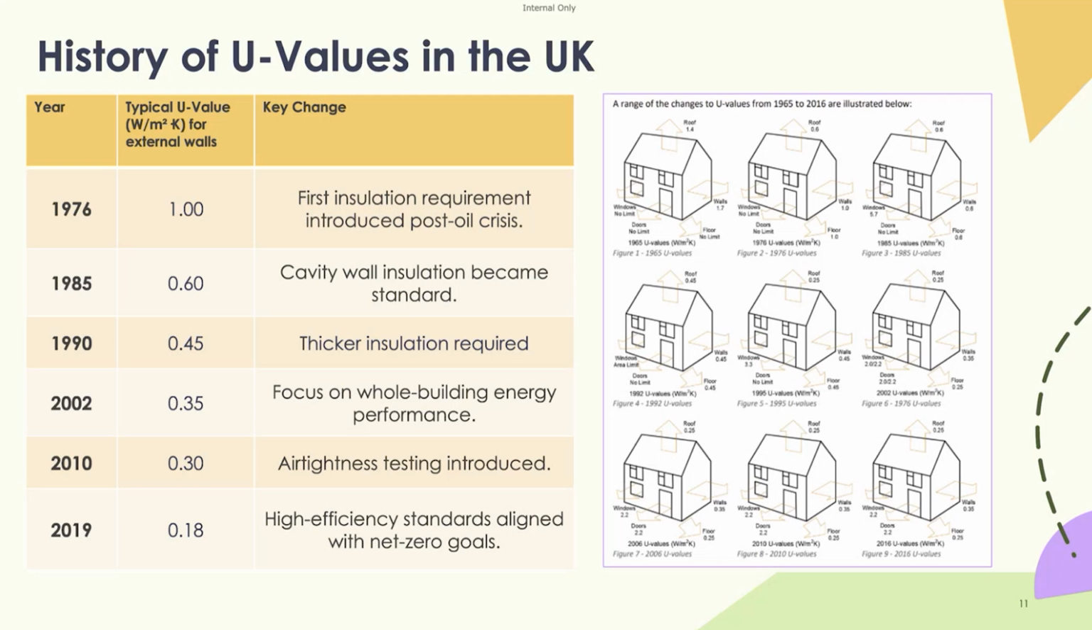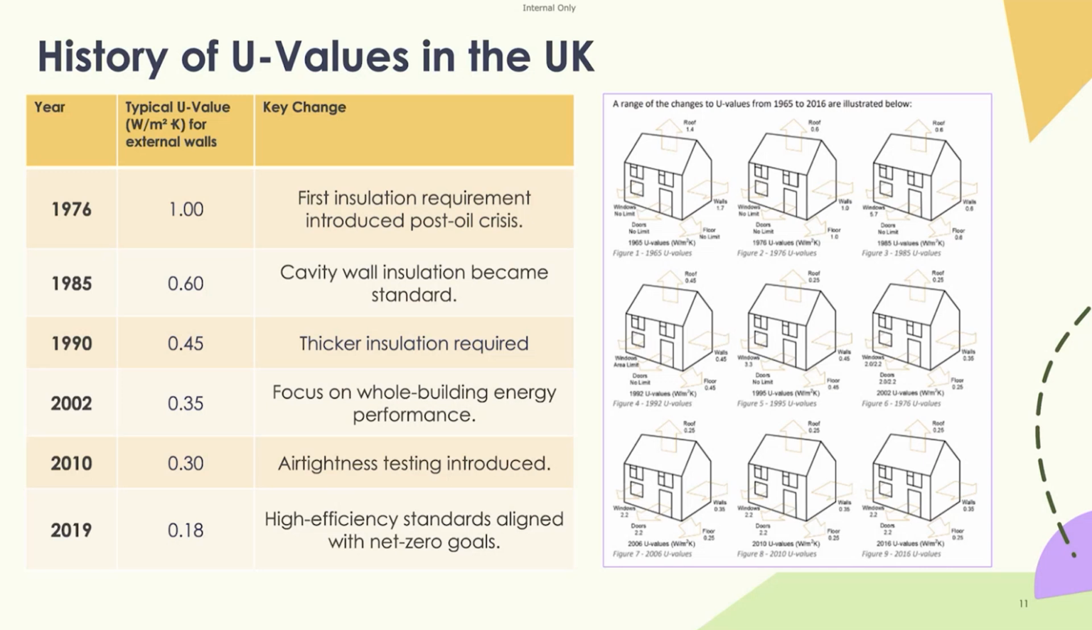Around the 2000s, there's a focus on whole building energy performance. So that's when we start seeing requirements for not just the walls, but for floors and windows and ceiling insulation. And over time, that has come to the point where we have around 2019 U values of around 0.18, and those are continuing to become more and more stringent as we try and achieve our net zero goals.